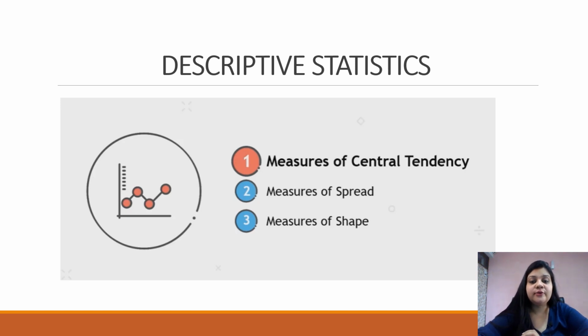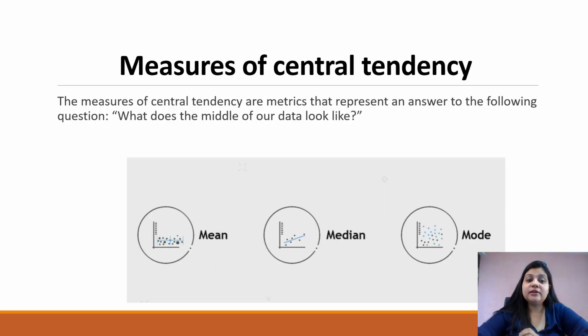In this video, we'll see what is measures of central tendency and what are different statistical measures that come under central tendency. Central tendency represents how the middle of our data looks like. It can be measured using three measures. First is mean, second is median, and third is mode. Let's see all of them one by one.